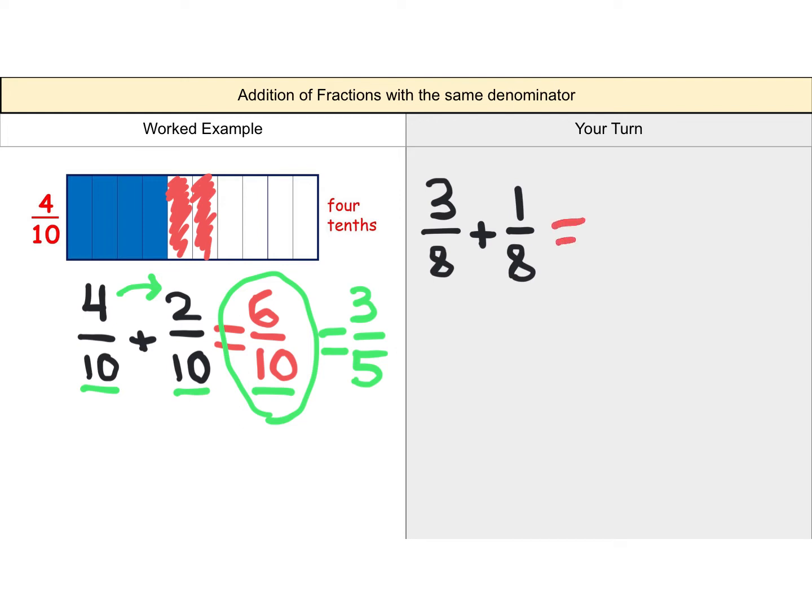We would first need to add the numerators. 3 plus 1 is 4. The denominator just stays the same. Now we check, is it in lowest terms? No, it is not. We can divide both of those by 4, which gives us 1/2 as the final answer.